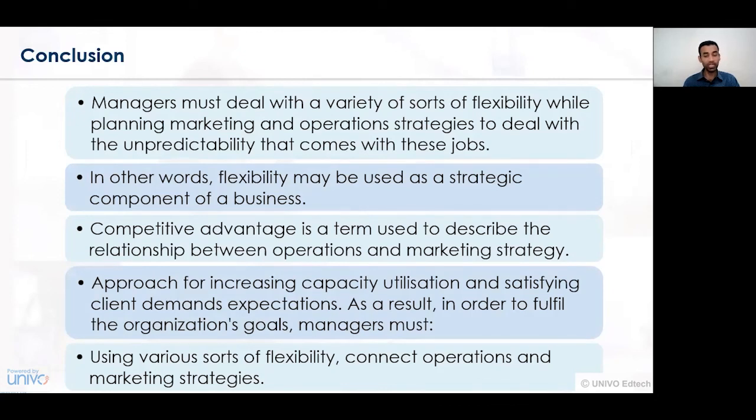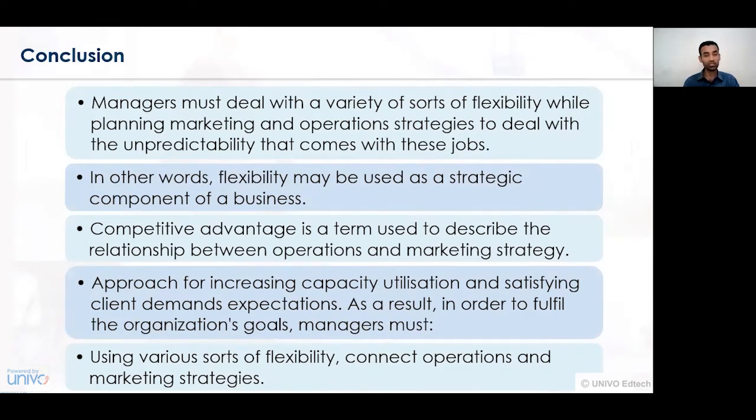So flexibility at certain times acts as a strategic component of a business and it leads to a competitive advantage. The competitive advantage can be created for a certain product, which gives rise to a balance between the operations activity and the marketing activity. The marketing activity focuses on the concept of demand and the operational activity focuses on the concept of supply. Hence, the relationship between operations and marketing is related to the demand and supply perspectives.